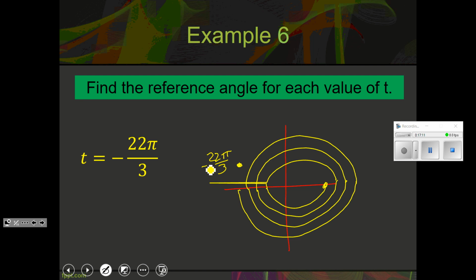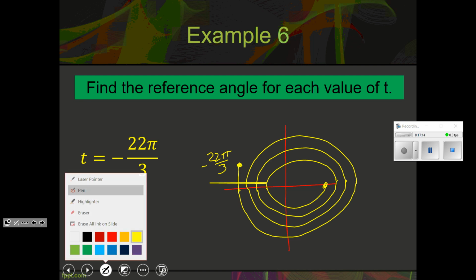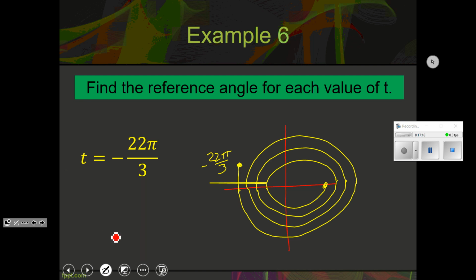Okay, so my question though, that's where we're rotating to. So where's my reference angle on this one? It's just from here back down. So it's just pi over 3. And even though I'm rotating in a negative direction, your reference angle, I'm just asking, what's the distance from the terminal point to the x-axis? So distance is always positive. Does that make sense? Any questions on that?